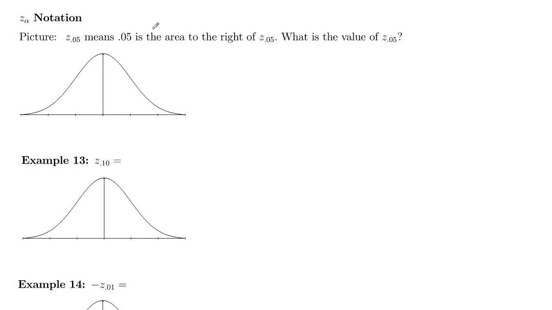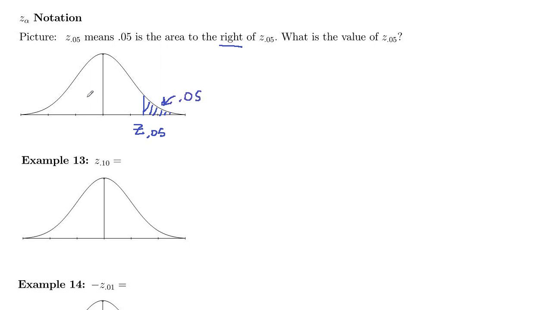In these next two examples, we're going to look at something called Z-alpha notation, which is related to percentiles. So let's look at a picture here. If I want to look at Z.05, that means that 0.05 is the area to the right of that Z value. So these are Z-scores we're talking about. That means that this is going to be somewhere over here on the right side of the distribution will be your Z.05. And then 5% of the area, 0.05, is to the right of that value.